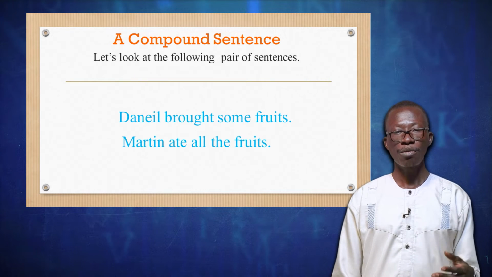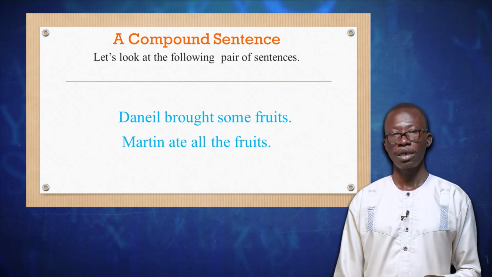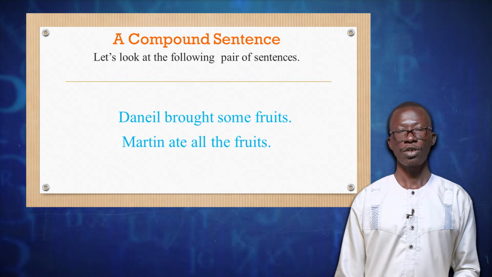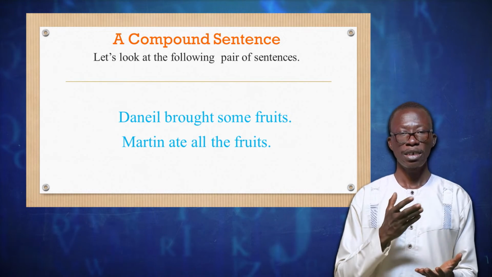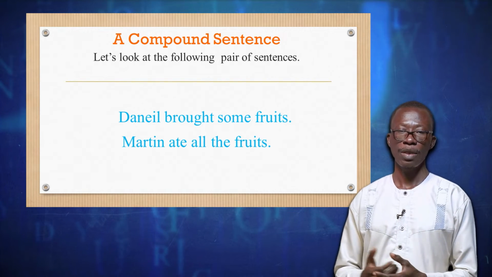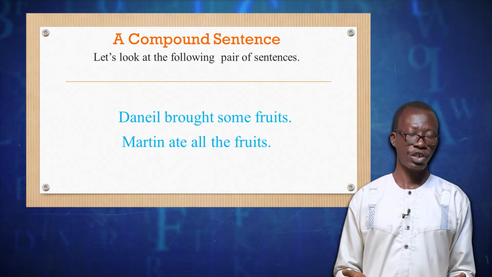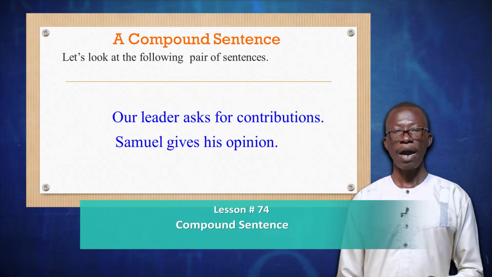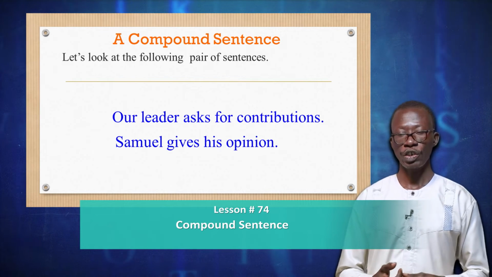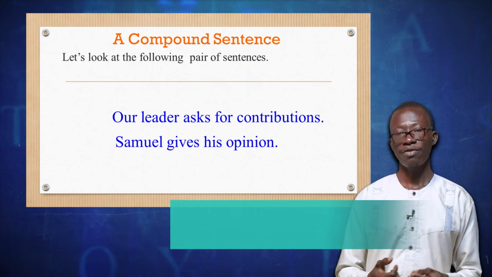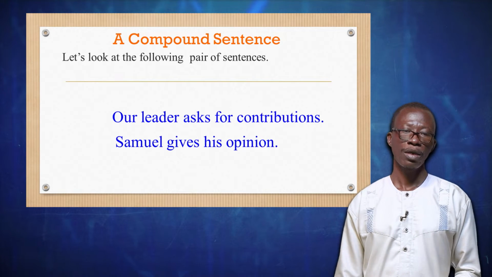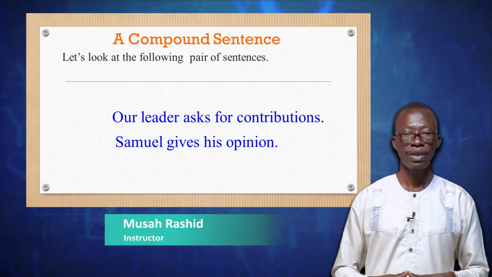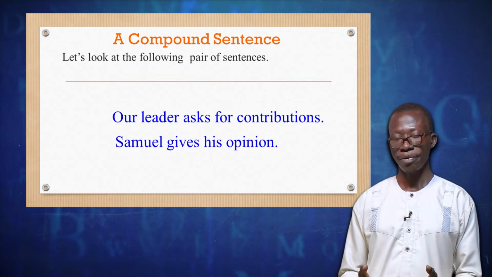Now we have Daniel brought some fruits. Then the other pair is Martin ate all the fruits. So these are 2 pair of sentences. Daniel brought some fruits. Martin ate all the fruits. Then another pair, our leader asks for contributions. Then the other pair of that is Samuel gives his opinion.